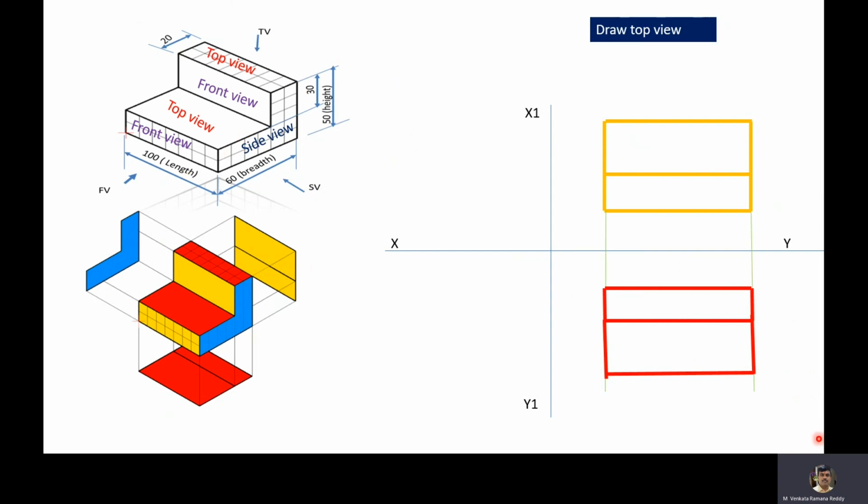Then we'll draw the side view. Because the length is given on the left side, we have to choose the side view on the right side. So the side view is chosen on the right side, and the view is placed at the left side of the object. The side view is projected onto the profile plane. For that, draw a 45 degree inclination line at this particular point.